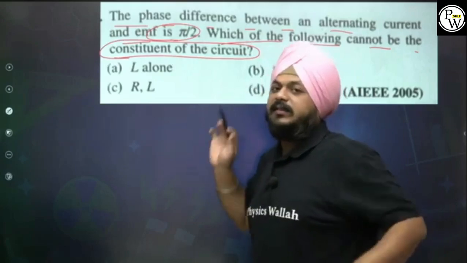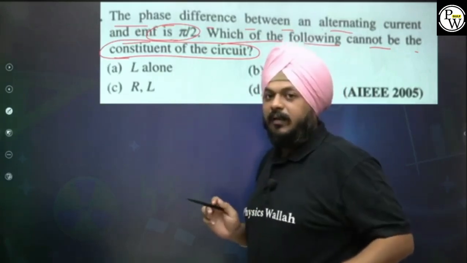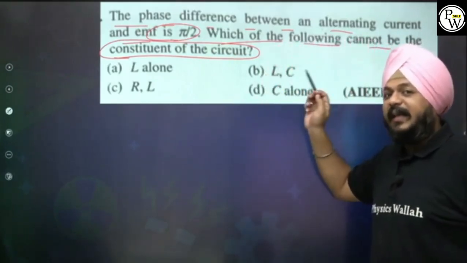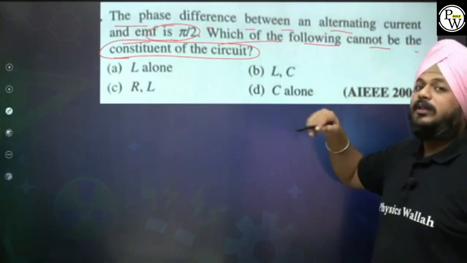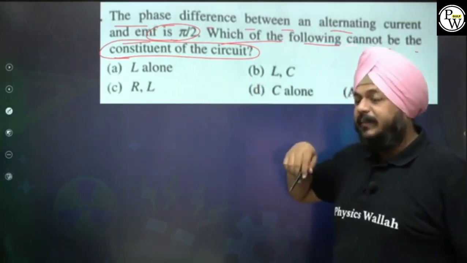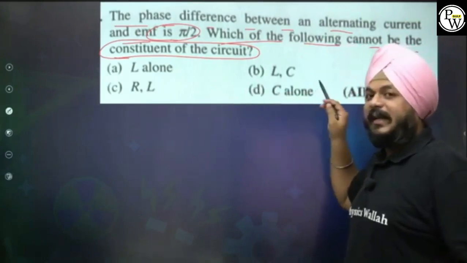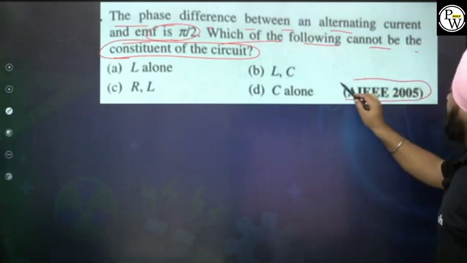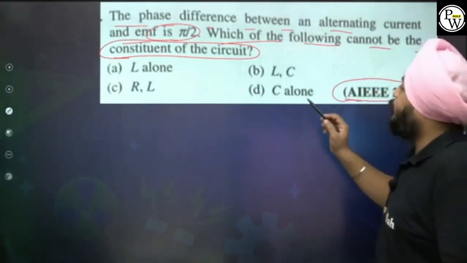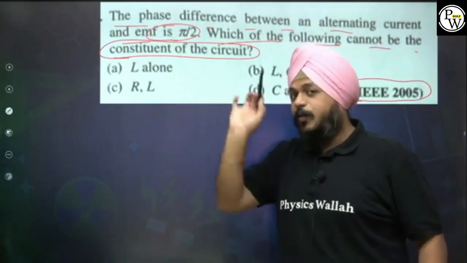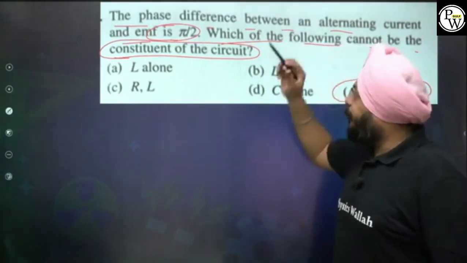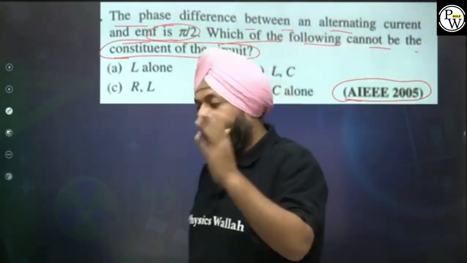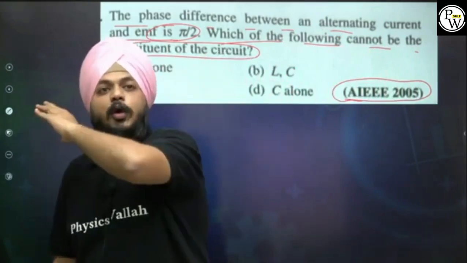Suppose the circuit only contains L. Is it possible? Suppose the circuit contains L and C in series. Is it possible? Suppose the circuit contains R and L in series. Is it possible? Suppose the circuit contains only capacitance. Is it possible? So the question is asked from AIEEE 2005. Among all of those 4 combinations, we have to select the correct one through which the phase difference between the alternating current and EMF of pi by 2 is not possible.